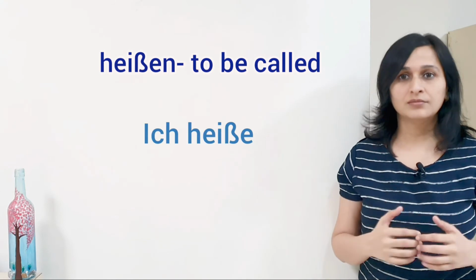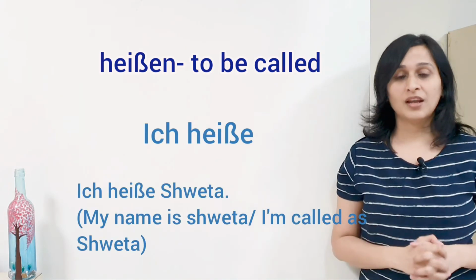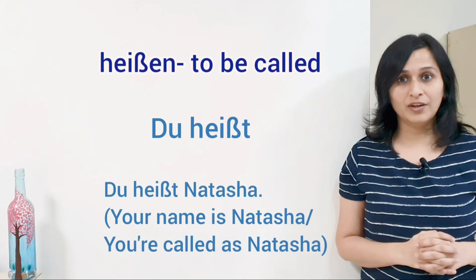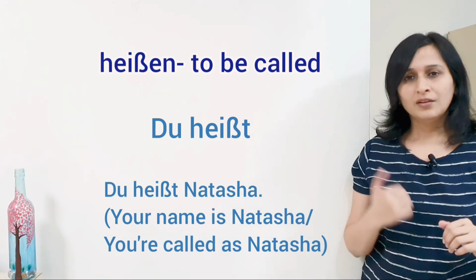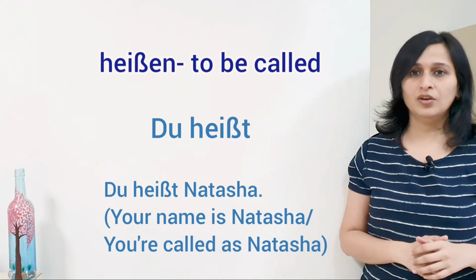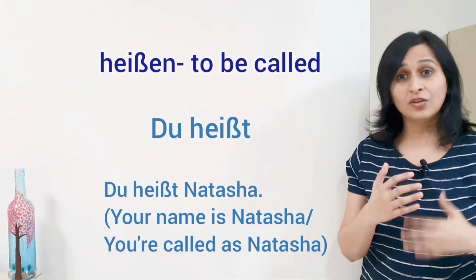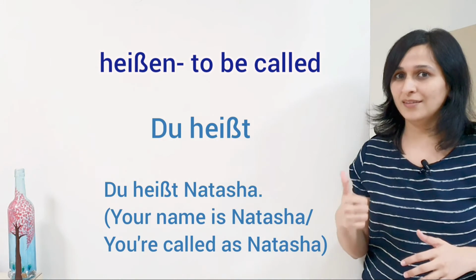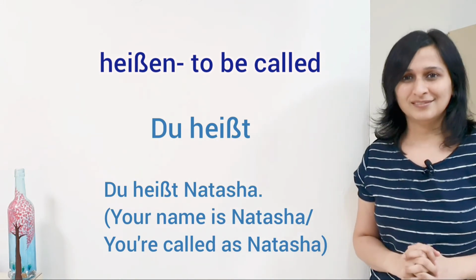Ich heiße means I am called as. Zum Beispiel, ich heiße Shweta. Du heißt means you are called as. Zum Beispiel, du heißt Natasha. You are called as Natasha. You see the conjugation here, it is heißt. There is no S in the conjugation because ß is already double S and it is already pronounced as a sharp S. So you don't need one more S in the conjugation here. That's why it is just du heißt.